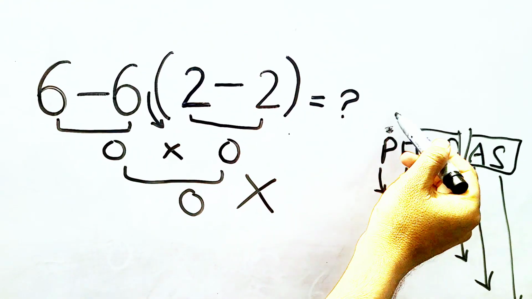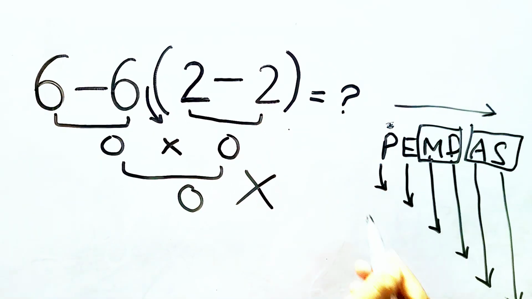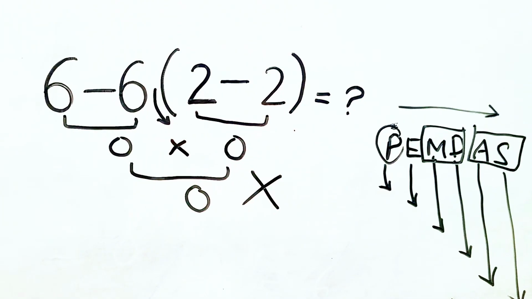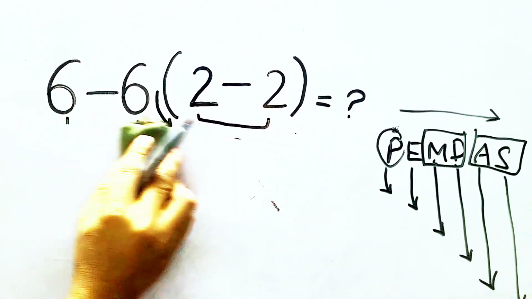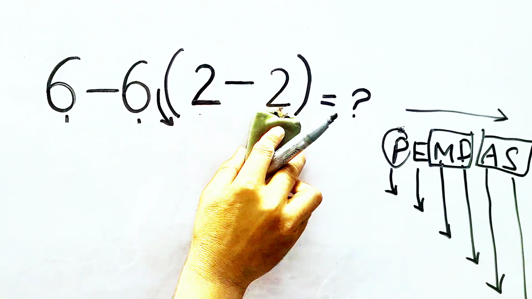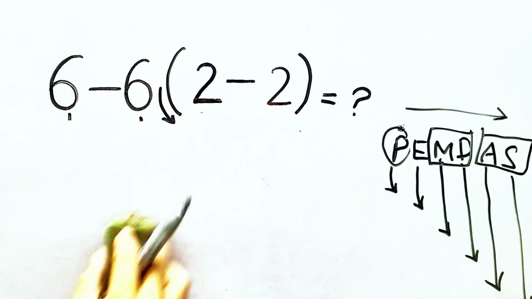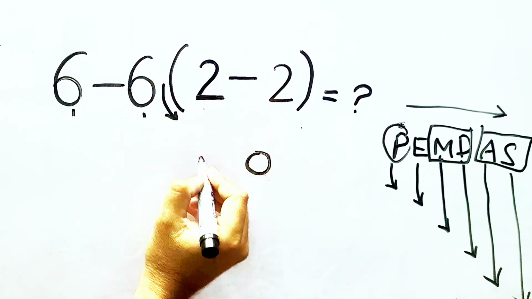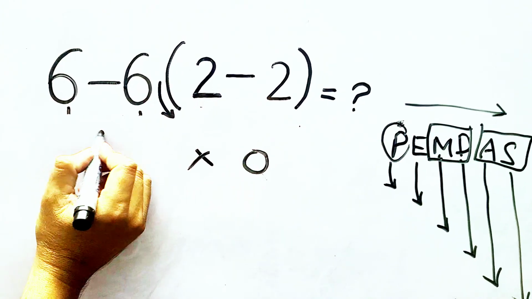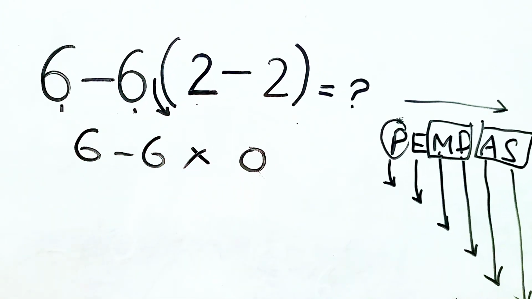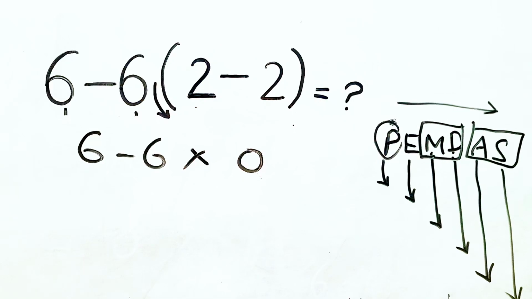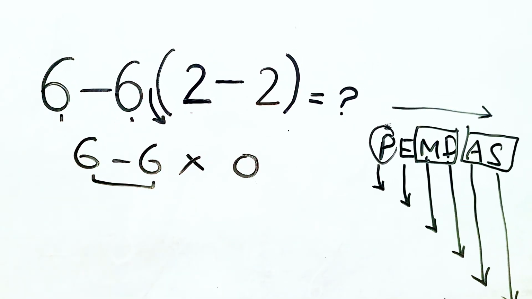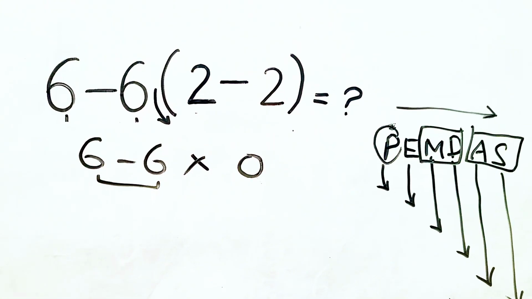Now let us follow it and move from left to right. First of all, we have parentheses. So first of all, we have to solve the parentheses, which will be equal to 2 minus 2, which results in 0. Here we can put multiplication, and 6 minus 6 will be written as it is. Now, most students do this portion first, but it is not correct.